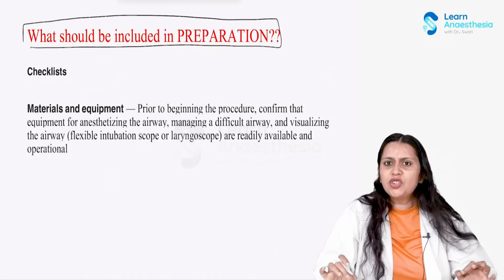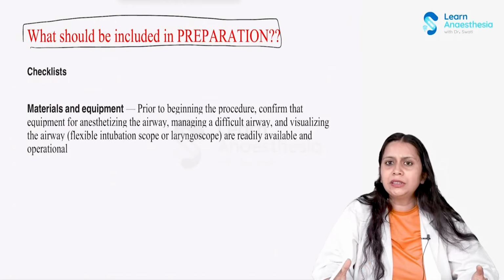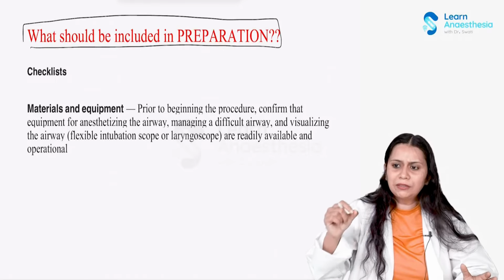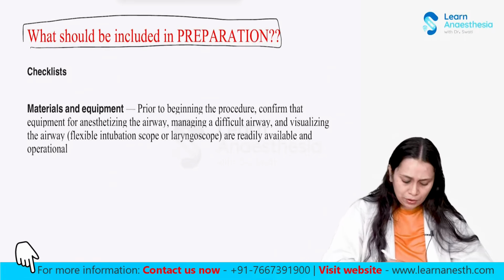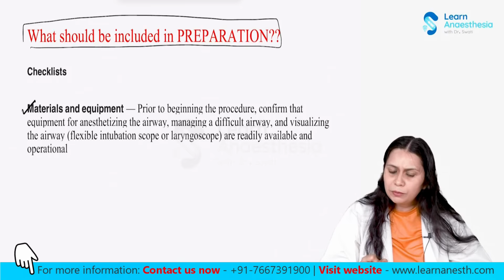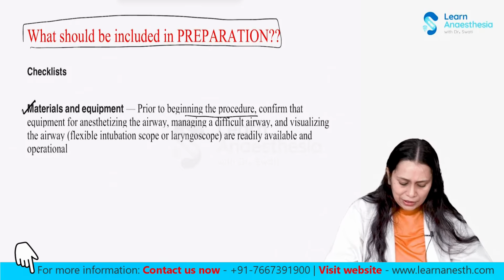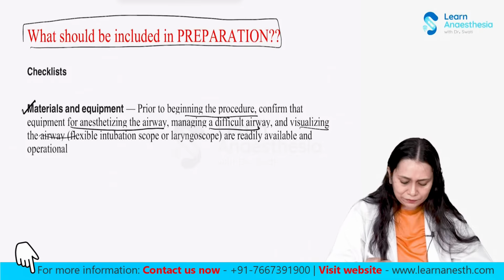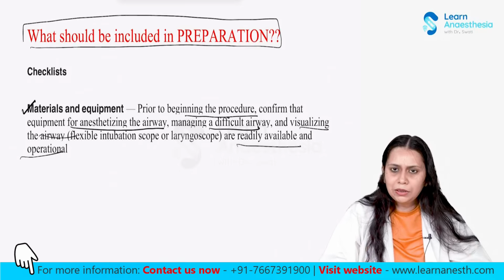There should always be a checklist which should be followed so we do not miss any important thing. The airway is difficult, so the checklist should be properly followed. In the checklist, everything should be ticked, that we have done all these things, so that we do not face problems when we are doing the procedure. So materials and equipment required for the securement of the airway should be checked. Prior to the beginning of the procedure, we should confirm that equipment for anesthetizing the airway, managing a difficult airway and visualizing the airway are readily available and operational. So every device should be readily available and operational.